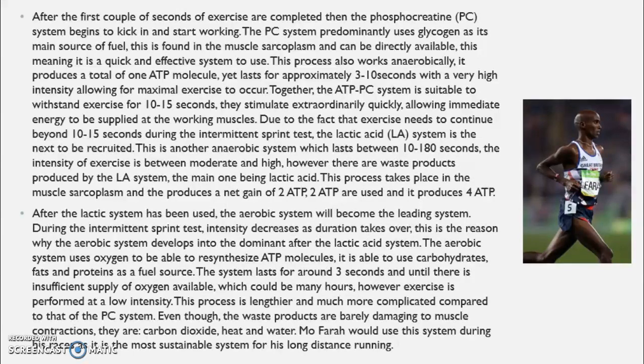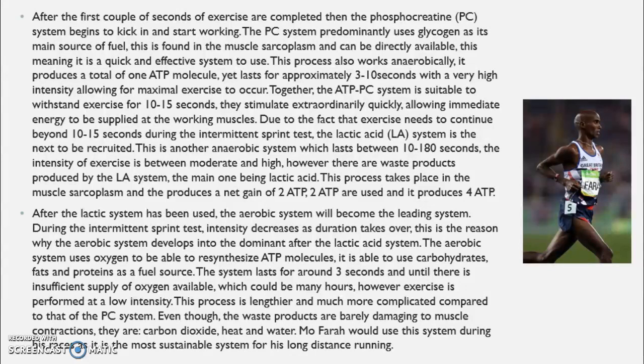Following this, after the first couple of seconds of exercise, then the phosphocreatine system begins to kick in and start working. So the PC system, which is what I'll call it, predominantly uses glycogen as its main source of fuel. And this is found in the muscle cytoplasm and can be directly available, which means it's a quick and effective system to use. The process works anaerobically, again without oxygen.